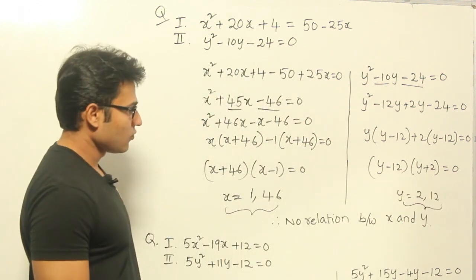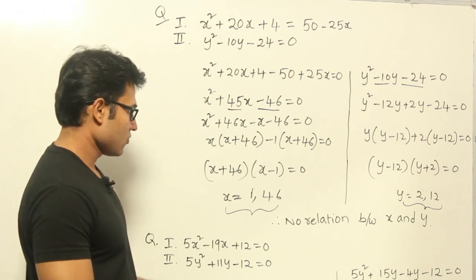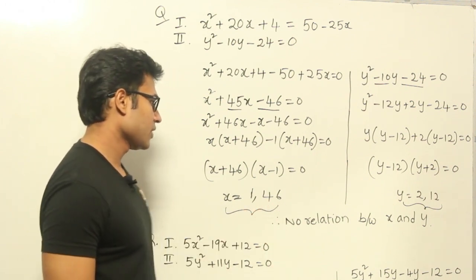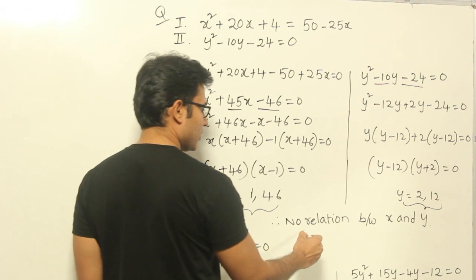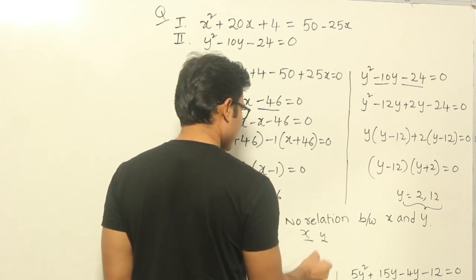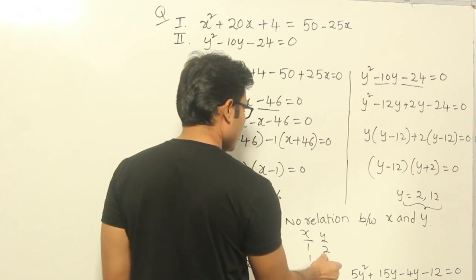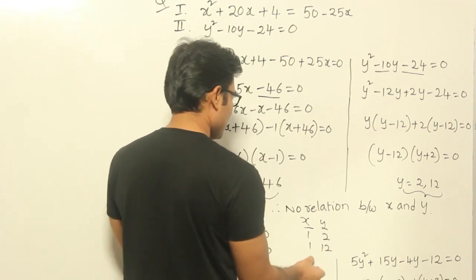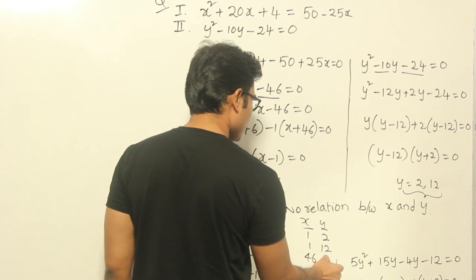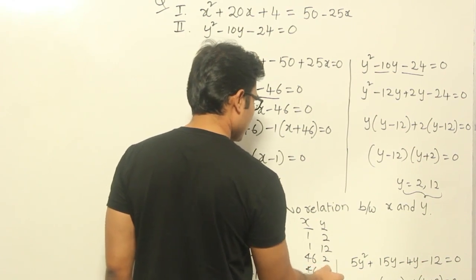So if you observe this, we have 4 cases here, right? So see what are the values of x and y. Now if you write x and y, we have four cases here. So 1, 2 is one case, 1, 12 is another case, right? And 46, 2 is one case and 46, 12 is another case.